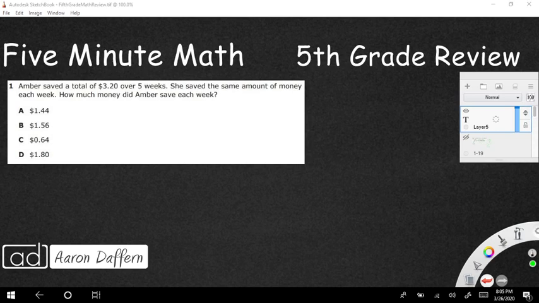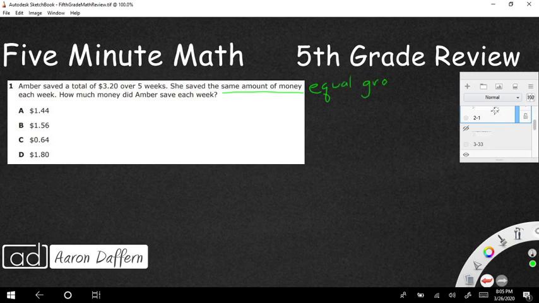We are dealing with 5 sets of the same amount of money. So that's what we want to keep in mind, this equal group. So that's going to be our keyword that's going to give us either multiplication or division, equal groups.